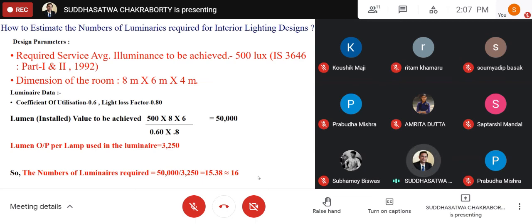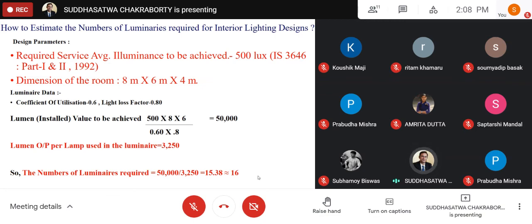So the coefficient of utilization for that luminaire will be given to you while you are selecting your luminaire, and light loss factor has two components. One is recoverable with maintenance: the accumulation of dirt, that is dirt depreciation. Your light is getting depreciated because of the accumulation of dirt. So that can be recovered with periodic maintenance.